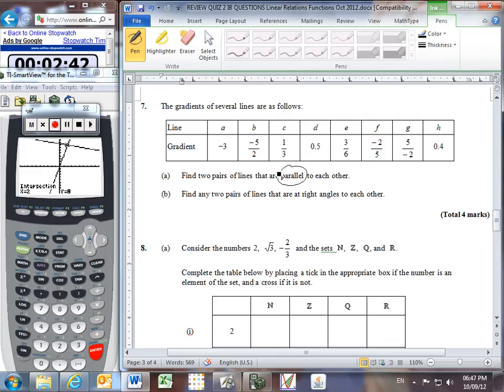Looking through, you'll notice that this one, negative 5 over 2, is equal to negative 2.5. And that this one right here is also equal to negative 2.5. So one example of two lines that are parallel to each other are B and G. I'm just looking to see if there's any other pair of lines that are parallel. I can't see any, so I think that's it.